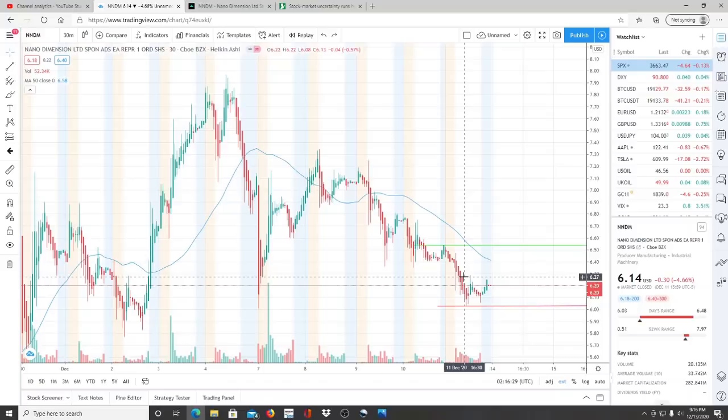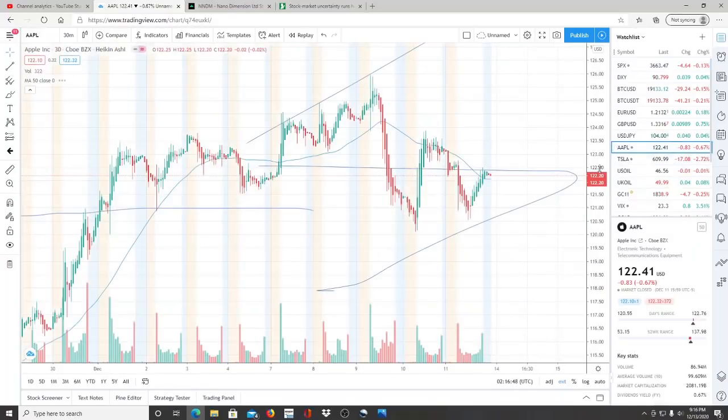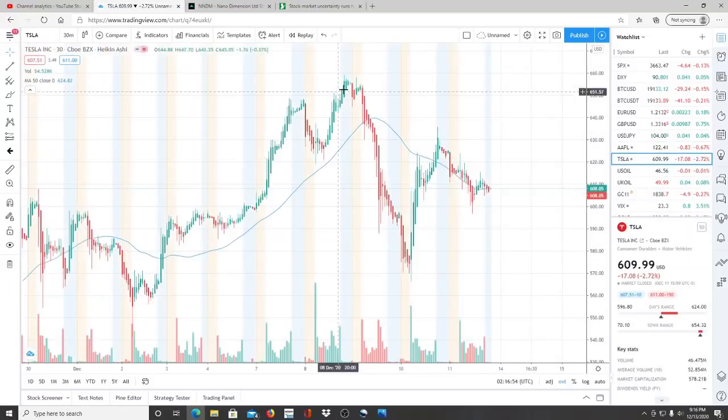It doesn't signify that Nano Dimension is in direct correlation with the S&P 500 index. I want you to be aware of that. But I realized this overall, and if you look at a few different stocks, you might see an indirect or direct correlation. Like if I just pick Apple, you can see that from the 9th it fell, but there's some different volatility here. If I pick Tesla, you can see on the 9th it fell.